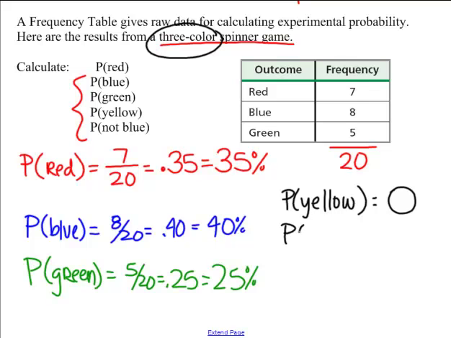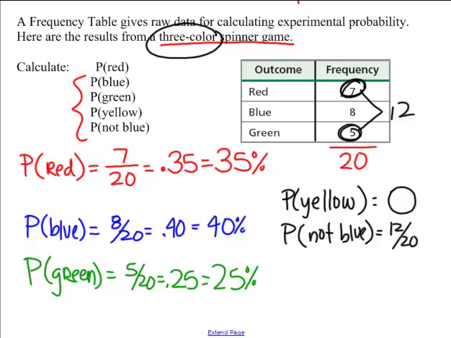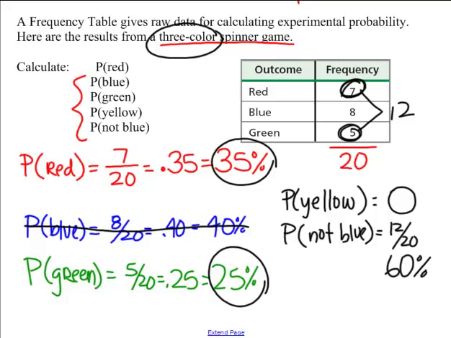The probability of getting not blue, you could do a couple different ways. First way is just figure out how many other times we spun something not blue. So red is not blue and green is not blue. If you add those guys up, you get 12. So you could do 12 out of 20. The other thing you could do is go back to our probabilities that we had over here and forget about the blue. Probability of getting not blue is 35% plus 25%. And if you add those up, you get 60%, which is the same thing as 12/20ths.